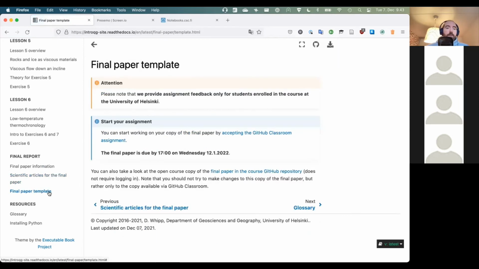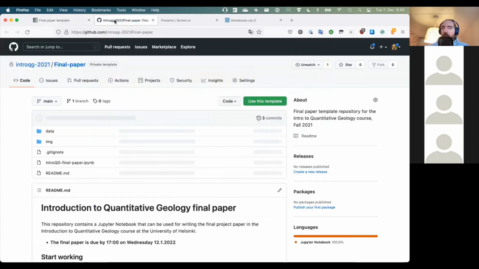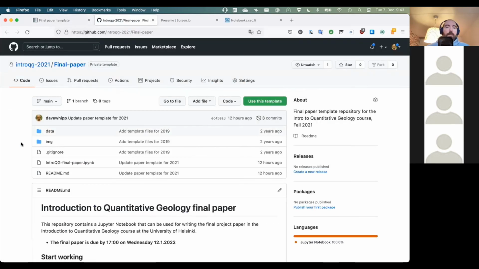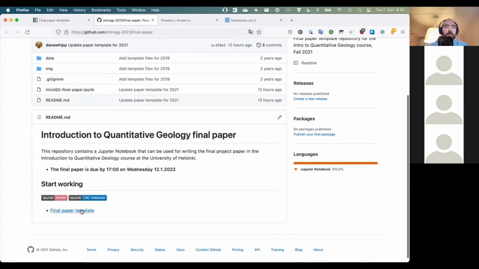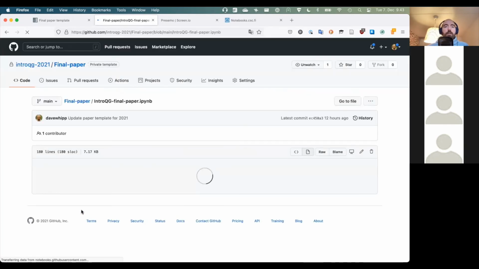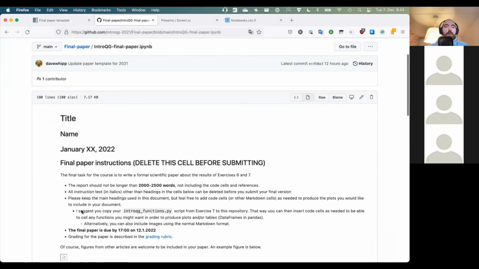Maybe I'll also note that there is this template for the paper that can be used. It's just like another assignment in the course. And what you'll see if you click the GitHub Classroom link is that you'll make your own copy of the final paper. And you can then go here and you'll see what the template looks like. It has basically all the information that was just present on the web page.